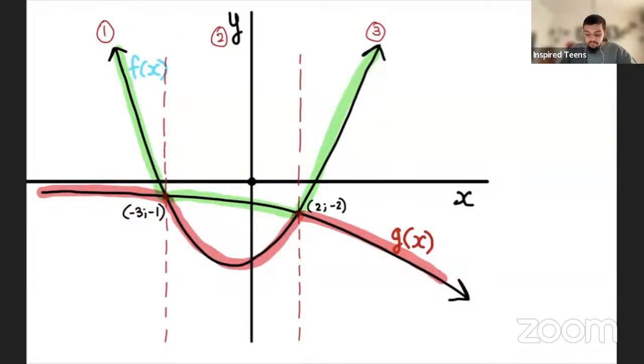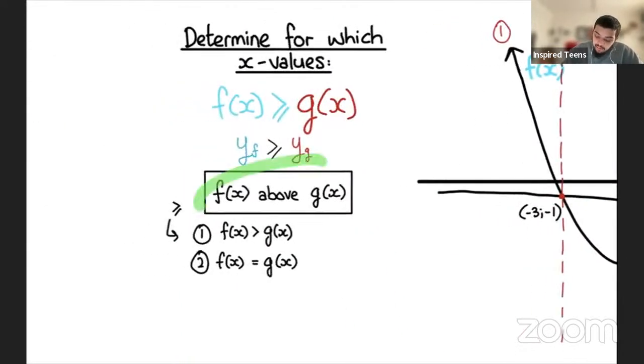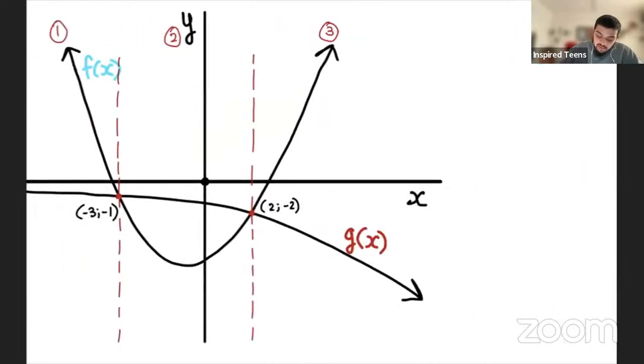Okay? And you can clearly see that this entire green part that we highlighted is above the entire red part. That shows that we're correct, right? We've identified the correct parts which are above the other parts. So just keep that in mind. The highlighted portion that we are looking for is where f of x is above g of x. So f of x is above g of x in 2 regions. This is the first one, and this is the second one.